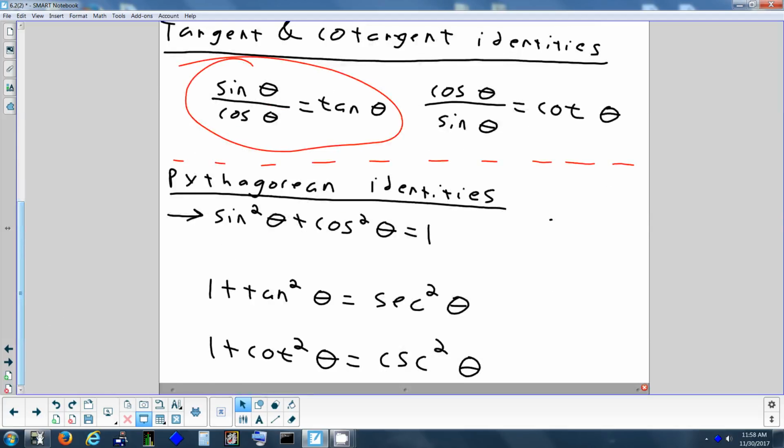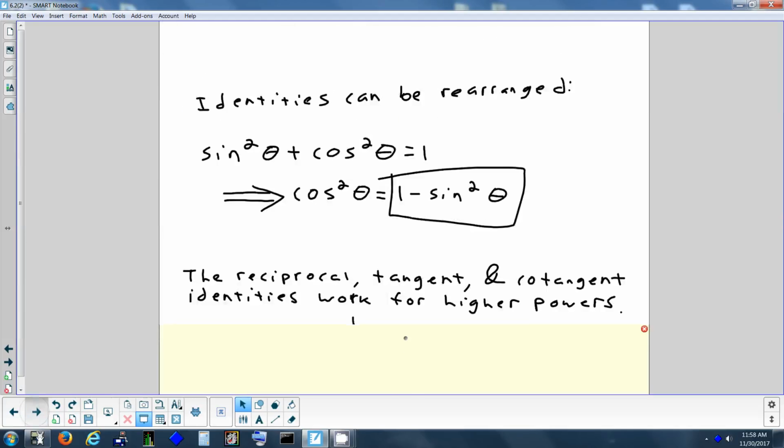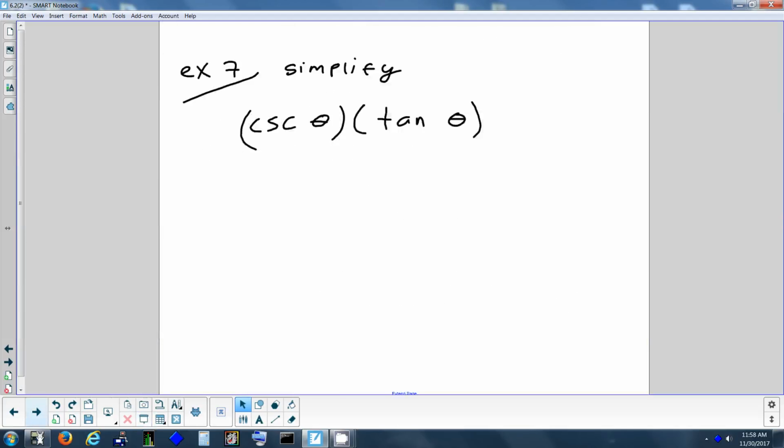Okay, does everybody have those three groups of identities? Reciprocal, tangent and cotangent, and Pythagorean. Even if you don't copy the Pythagorean now, I'll put them up again when we study them later on. Let me show you the kind of problem you'd have that uses these identities. It would be a problem like that.